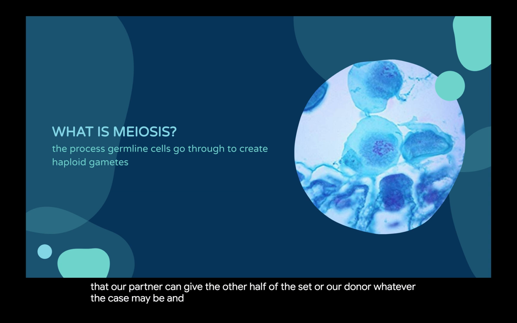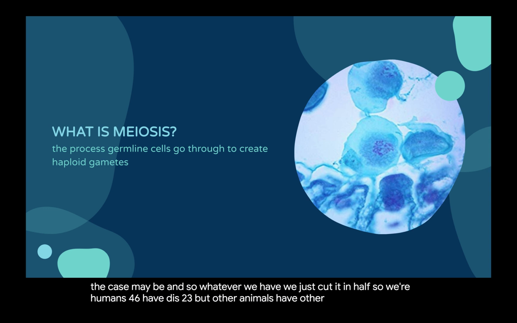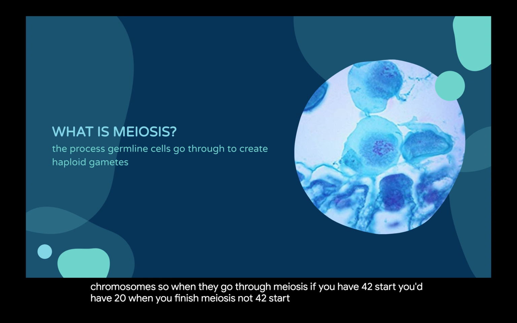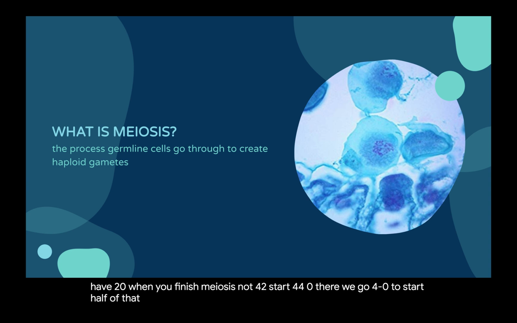So whatever we have, we just cut it in half. So we're humans, 46, half is 23, but other animals have other numbers of chromosomes. So when they go through meiosis, if you have 40 to start, you'd have 20 when you finish meiosis. Half of that is 20. Likewise, if you had 36 to start, then you'd have 18.